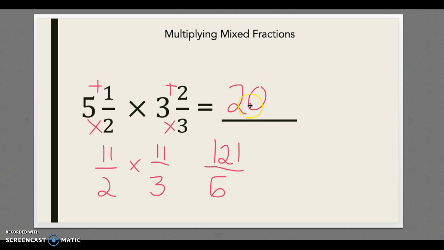Now, 6 times 20 gives me 120. So I'm going to subtract 120. I have a remainder of 1. And 6 stays the same.